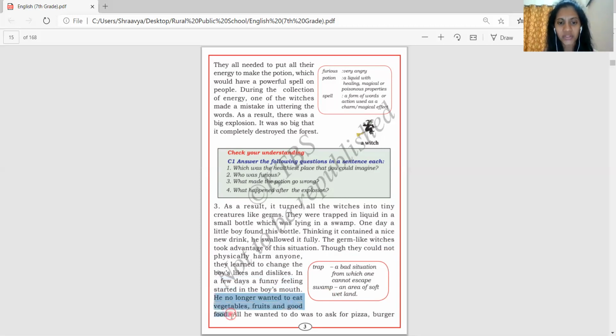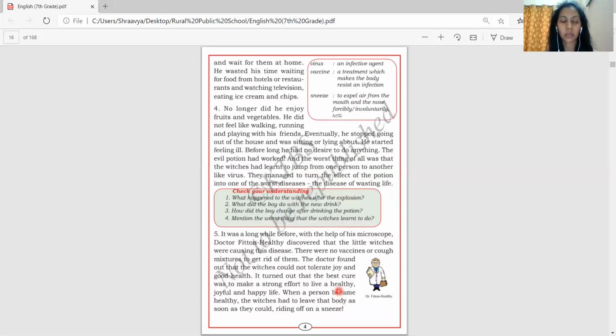He no longer wanted to eat vegetables, fruits, and good food. Vegetables and fruits are good for you, like we read earlier. So he did not feel like eating them anymore. All he wanted to do was to ask for pizza, burger, and wait for them at home. What did these witches do? They changed his likes and dislikes.